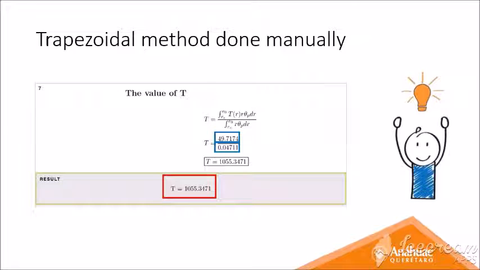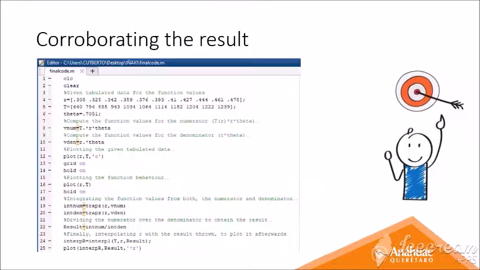The final step of the process by hand is obtaining the approximate value of T, dividing the numerator by the denominator previously obtained. The final result is 1055.3471 degrees Fahrenheit. Now we show you how we did our MATLAB code.